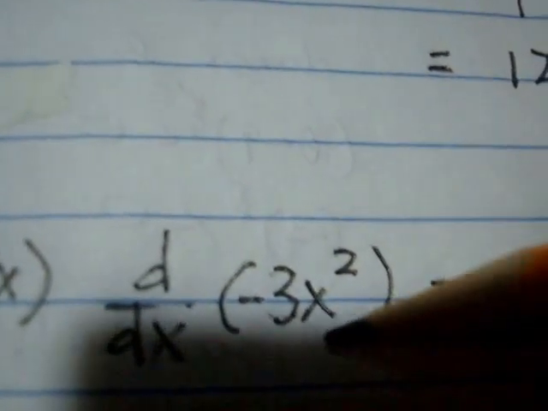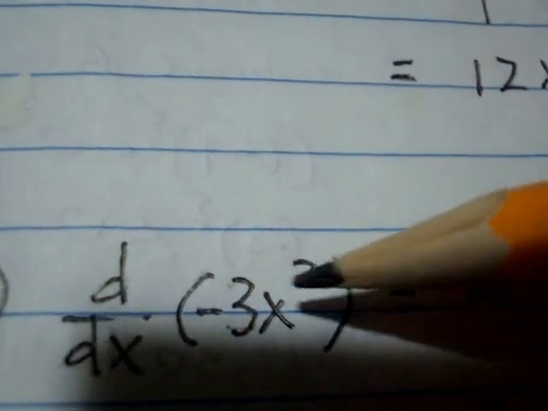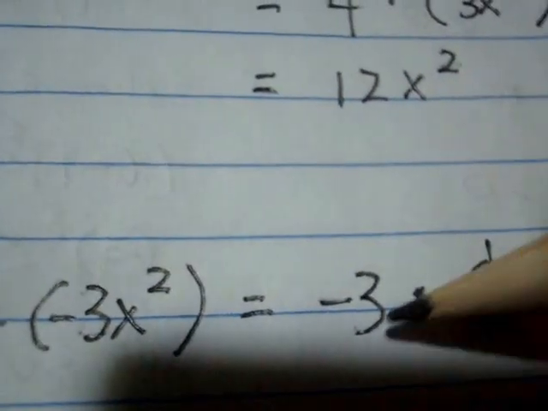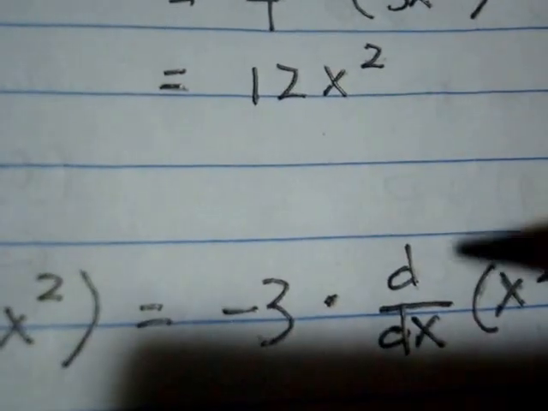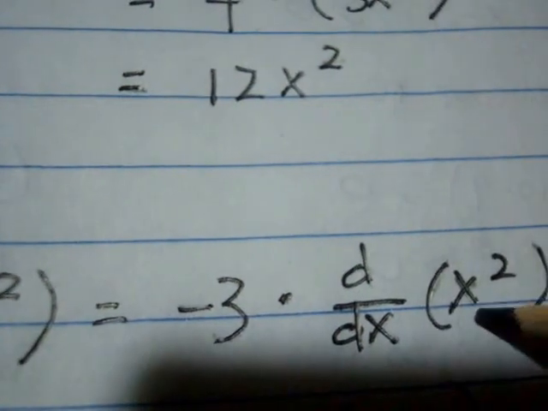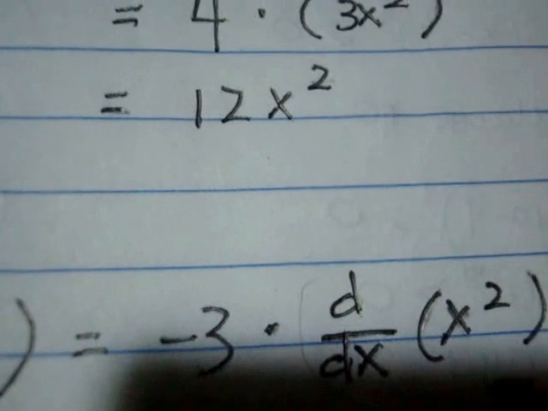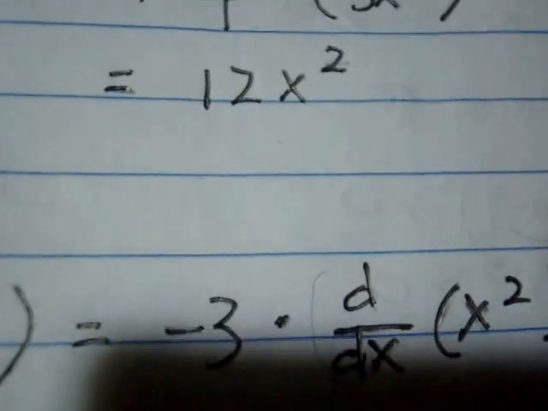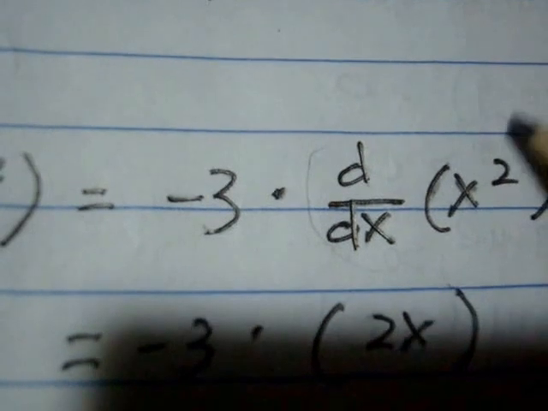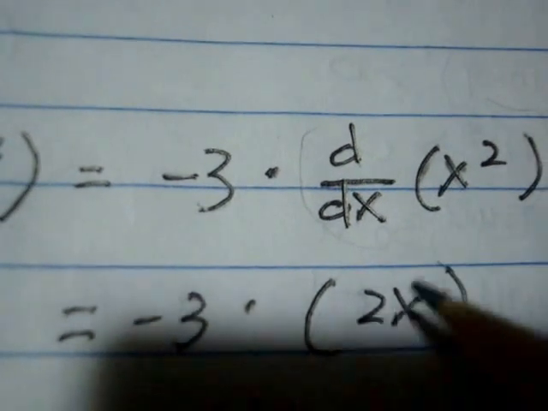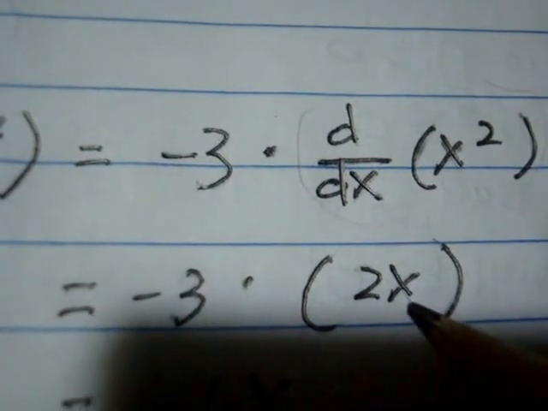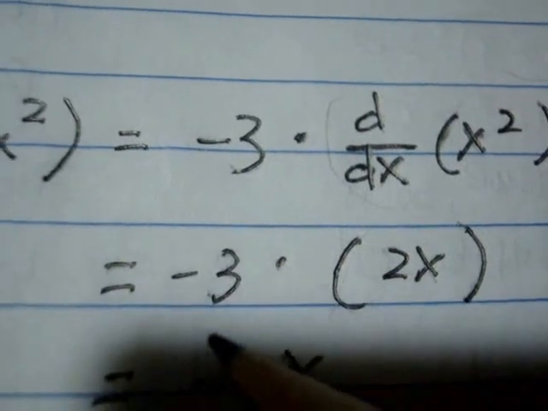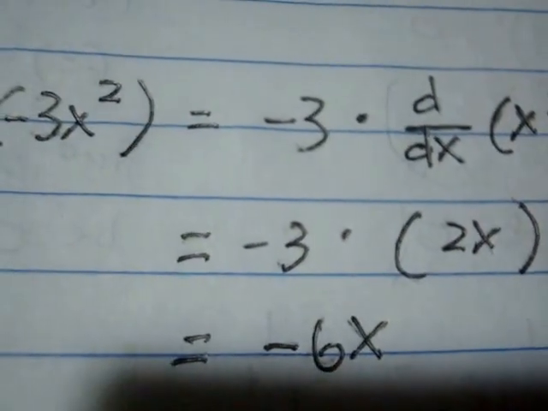Example 2. Take the derivative of negative 3x raised to the second power. So you bring out the negative 3 and then you take the derivative of x raised to the second power. To take the derivative of x to the second, you use the power rule. You bring down the exponent, which is 2 in this case, and the x stays the same, and then 2 minus 1, so it becomes x. After you do that, just do the basic algebra, so it's negative 6x.